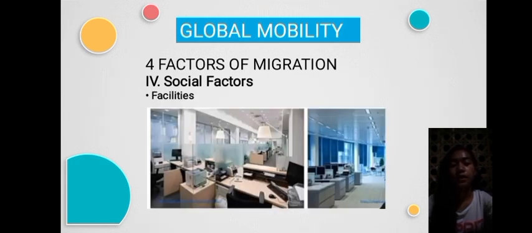The last one is the facilities. So facilities, people migrate to those places where they have better facilities, just like health services, educational services, transportation, and communication, and the life is easier. Of course, every one of us is aiming for a life that is better and easier.